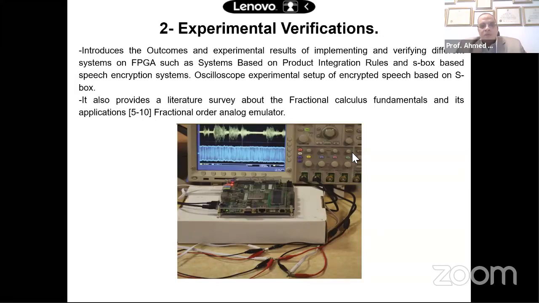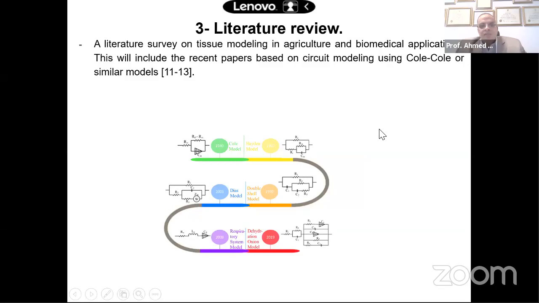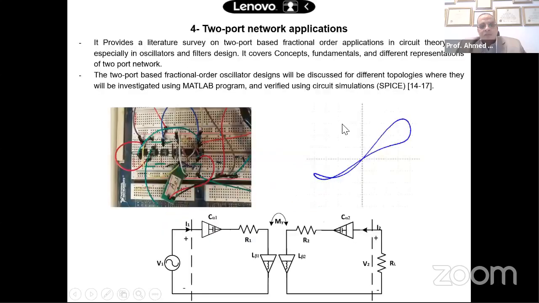Actually, we also implemented several emulators for the fractional order, and we published several. We published many literature reviews from this work. One of them is on the cold impedance or the bioimpedance and its history. We published a literature survey of the fractional calculus as well from this project.